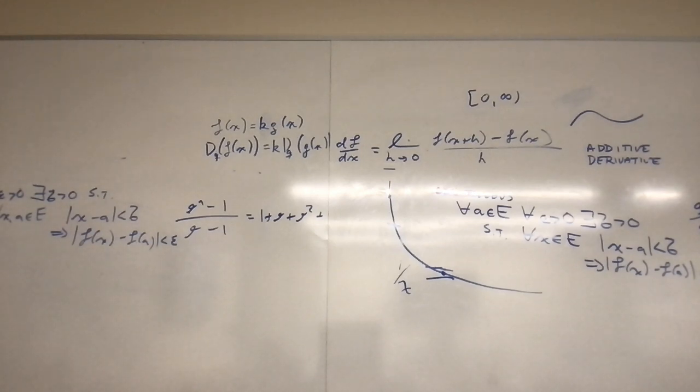Even 1 over x from 0 to 1 is still not uniformly continuous, even though this is a bounded interval, because from 0 it shoots up to infinity. Whereas with x squared, if you looked at 0 to 1, it would be uniformly continuous between 0 and 1. But if you looked at 0 to infinity, now it's not. So if it shoots up to infinity, then it's no longer uniformly continuous.